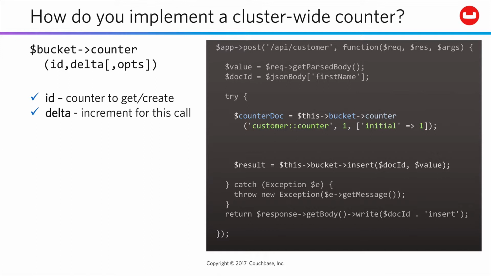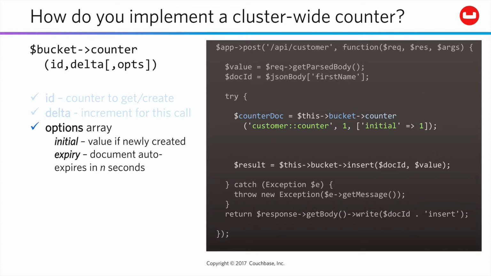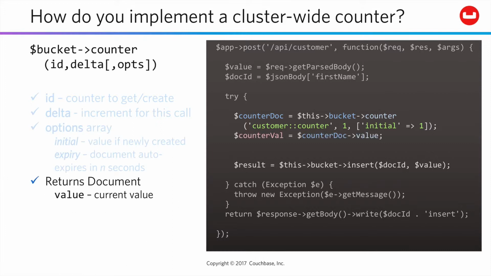So, to create or to get the most current value of a counter, you use the counter method. The first parameter is the name of the counter. The second is the delta, the increment for this particular use of the counter. The options in this case are two. You can specify the initial value if it is newly created on this particular invocation of the counter method, and you could also set an expiry if you want your counters themselves to be auto-expiring. What you get back is a document, and the value in this case is going to be the incremented most current value of the counter.